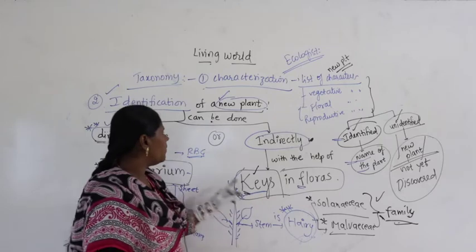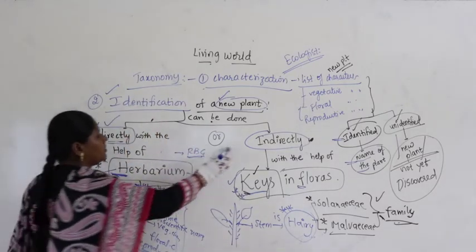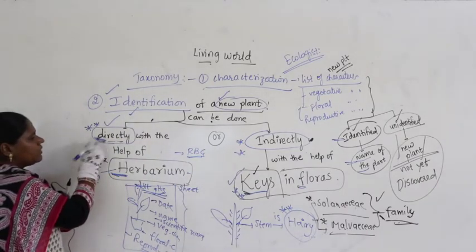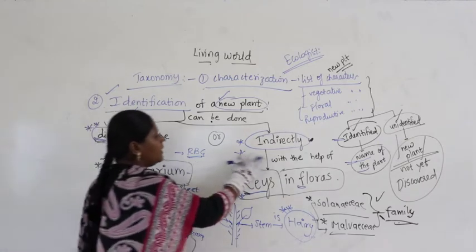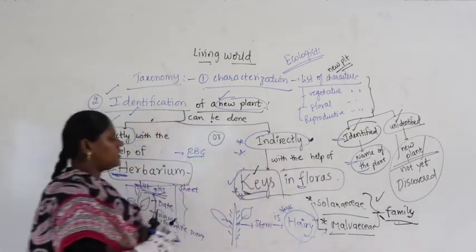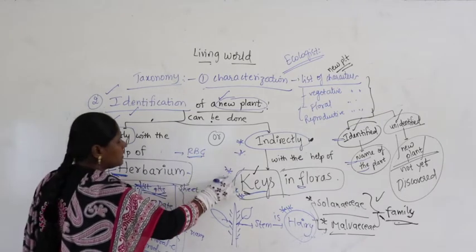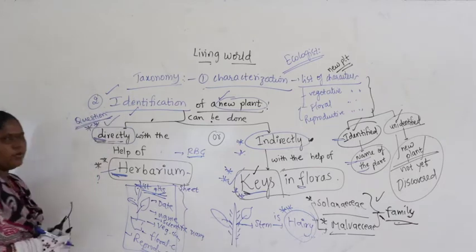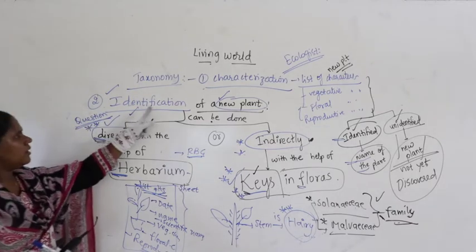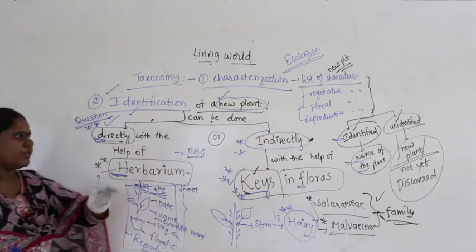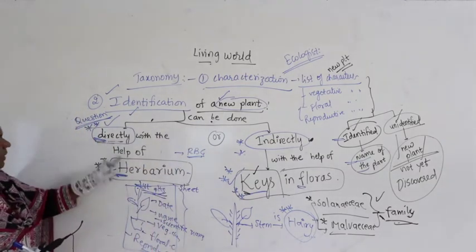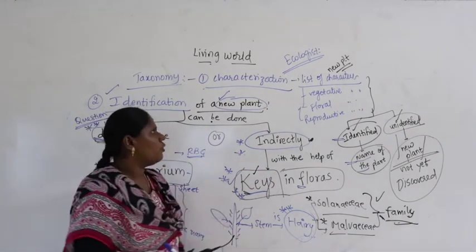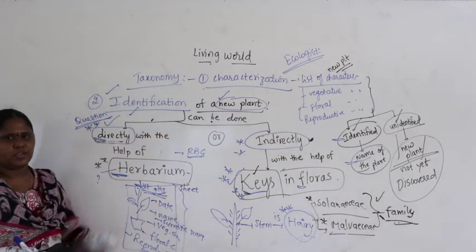Okay. So, what is very, very important here is that identification of a new plant can be done directly with the help of a herbarium, and indirectly with the help of keys in floras. This is very, very important. Try to remember this, there is a chance of getting a question. How do you identify a new plant? A new plant's identification can be done directly by referring to herbarium sheets, and indirectly with the help of keys in floras. That will come under identification.